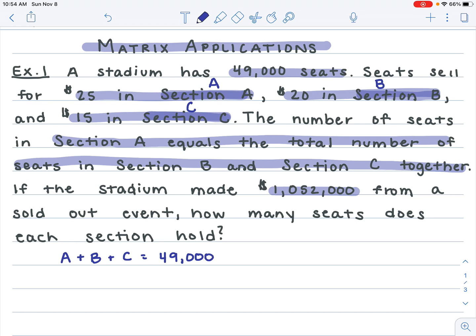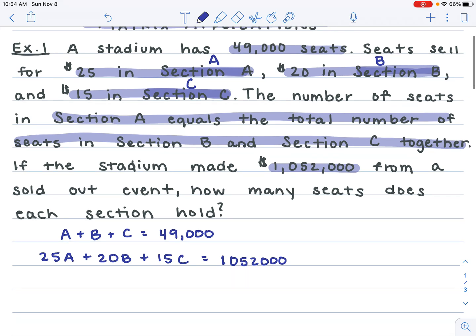All right, the next one talks about how much money each of them is worth. So I would say 25A plus 20B plus 15C equals, you figure out if that is the cost of each ticket, how much did the stadium make? Well, the stadium made $1,052,000 from that event. And the last thing I think would get our equations is section A equals the total number of seats in section B and C together. So section A equals the total number of seats of B and C together.